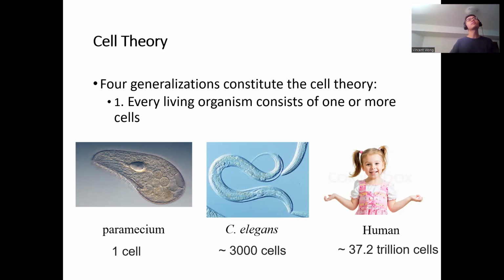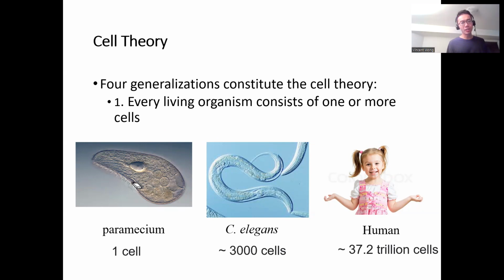There are some organisms that are just 1 cell big. For example, the amoeba we saw earlier, that's just 1 single cell. There is something called paramecium. You'll hear me talk about paramecium several times in the lecture. That's another single-celled organism, just all by itself, 1 whole cell.